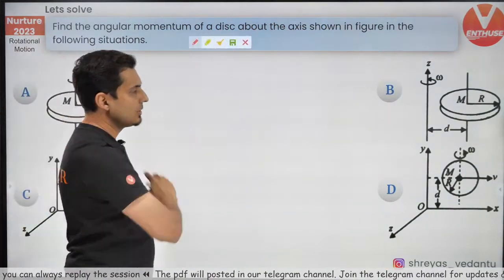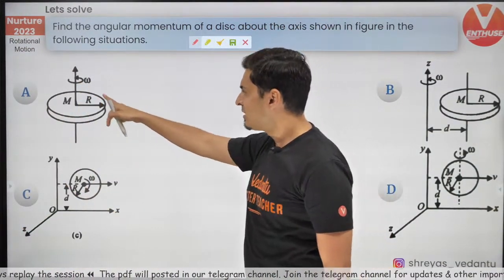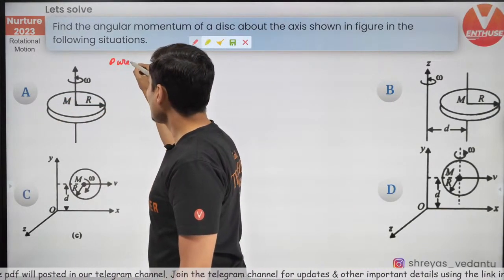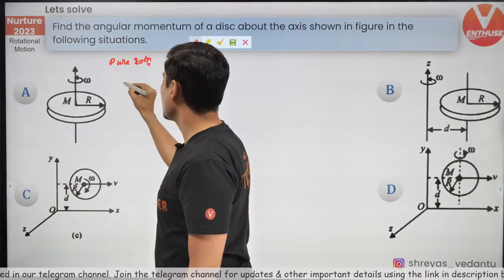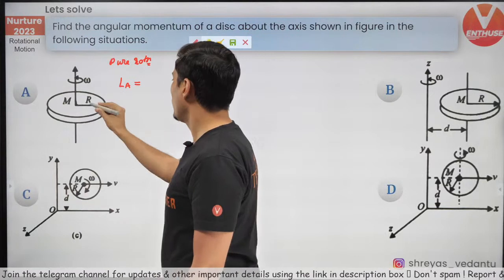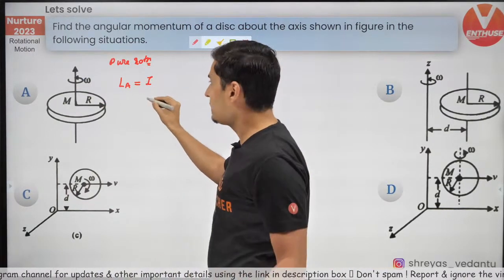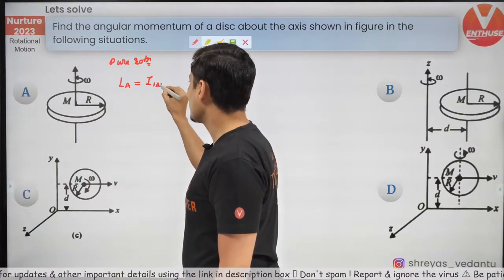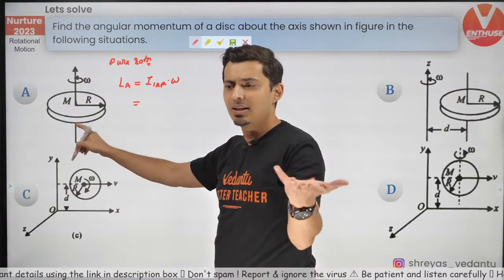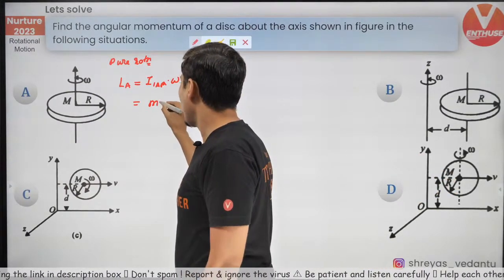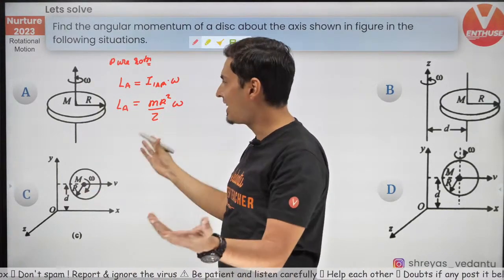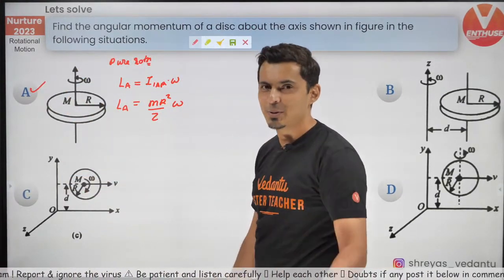In the first situation, option A, or rather question A, this is just a disk rotating. So this is just pure rotation. For pure rotation, the angular momentum, for situation A, I'll just put LA, will be moment of inertia about that instantaneous axis of rotation into omega. So what is the moment of inertia about this axis for a disk? It's mr square by 2, right? So mr square by 2 into omega. So that's the angular momentum. Okay, done with option A, or rather question A.